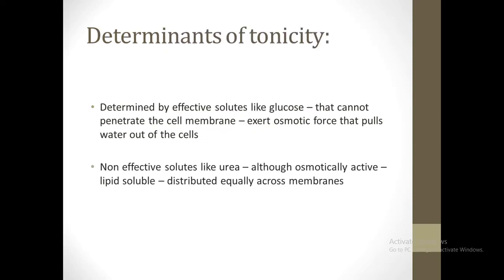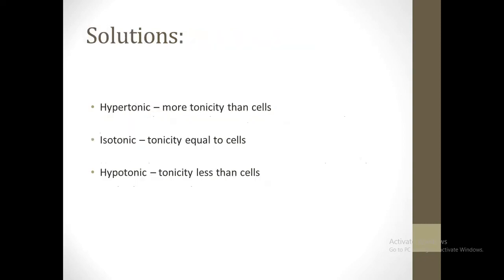What are the different determinants of tonicity? Tonicity is determined by effective solutes like glucose. What is meant by effective solute is a solute that cannot penetrate the cell membrane. Hence, it exerts an osmotic force that pulls water out of the cells. There are some other solutes, non-effective solutes, which include solutes like urea. Although urea is osmotically active, it is lipid soluble, so it is distributed equally across the membranes.